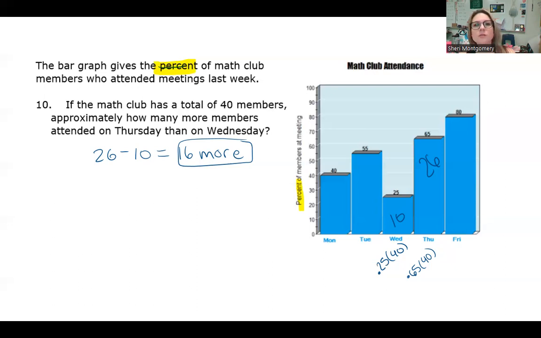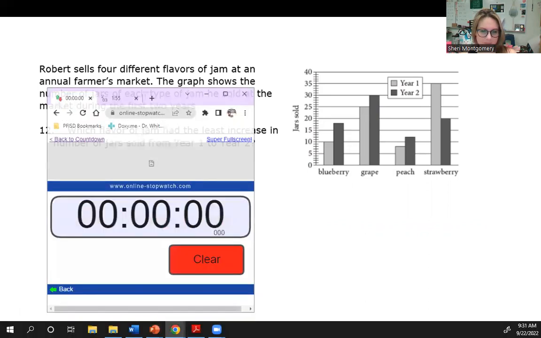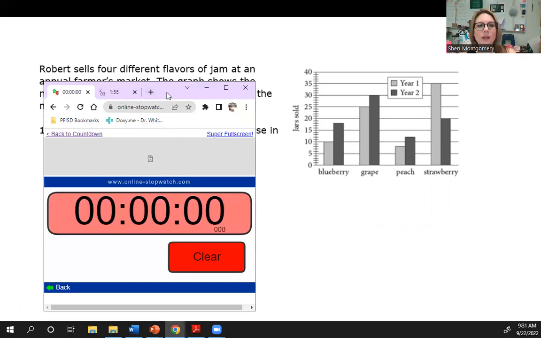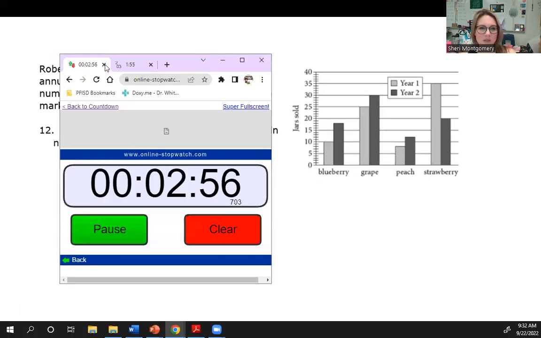Were you guys able to get your answer for the other one? Good. The next chart, it says Robert sells 4 different flavors of jam at an annual farmer's market. The graph shows the number of jars of each type of jam that were sold at the market during the first 2 years. So what I'm going to do is actually give you 3 minutes. I want you to read those questions and see if you can answer them before I do, because I believe that you can.